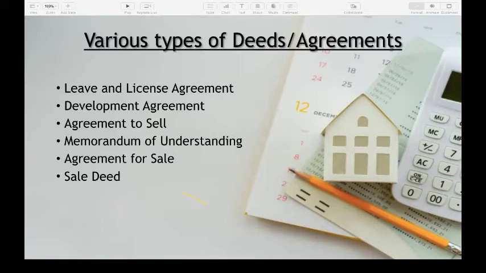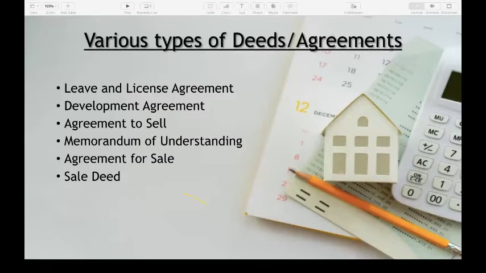Moving ahead, agreement to sell. Mostly people get very confused between the terms agreement to sell and agreement for sale. An agreement to sell is an important document in the process of sale and purchase of property. What do you understand by that? This agreement contains the terms and conditions agreed upon between the parties and binds them.